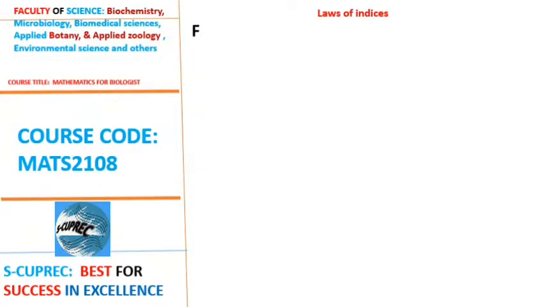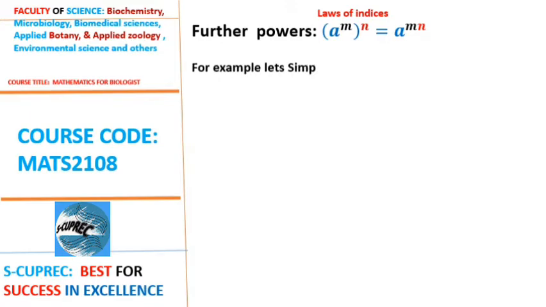Now, the law of further powers. It simply states that if we have a raised to the power m, all that to the power n, we simply multiply the powers. For example, let's simplify 3 raised to the power 4, raised to the power 5. We simply multiply the powers, 4 times 5. So we have 3 raised to the power 4 times 5, which is 3 raised to the power 20. That's simply the law of further powers.